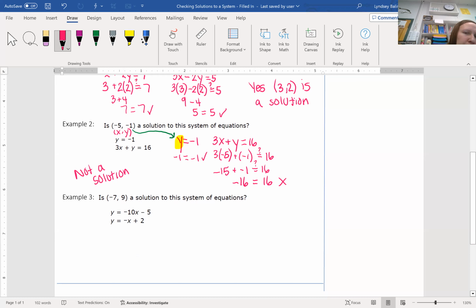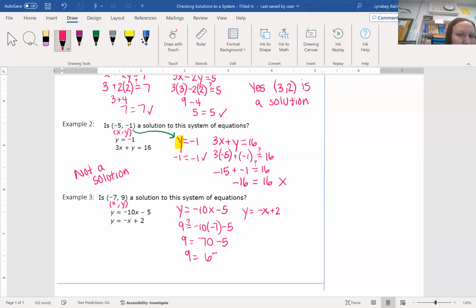And my last one, be careful where you're plugging things in on this one because they are a little reversed here. So just make sure x's go with x's and y's go into y's. We're checking if -7, 9 is working. So I'm going to plug in 9. Does that equal -10 times -7 minus 5? And I can tell right off the bat, this is way too big, I think. So we get 9 equals +70 minus 5, which would be 65. And really, I don't even need to check the other one because it's not even an answer to that one. So I know it's not going to be a solution. We'll just finish it up though.